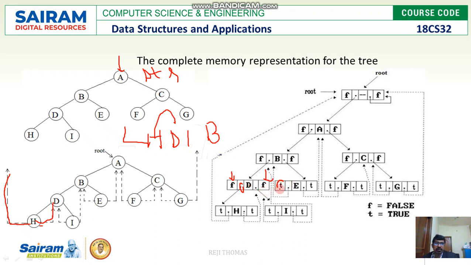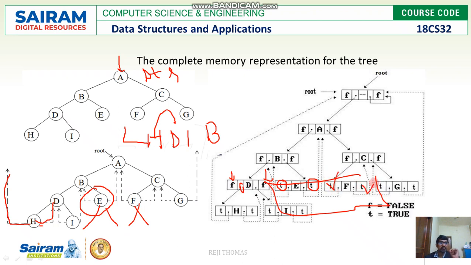You can look at the node E, where you can find in the thread part two T's. Look at E. This is your E. E does not have left and right children. So you can find T. Who is true here? Threads are true. That means your node E does not have any left and right children. Look at F. F also does not have any left and right children. So we can see T here.